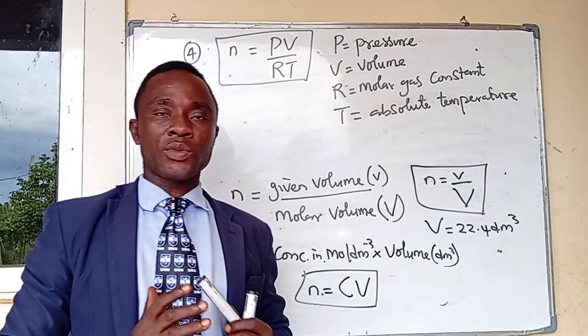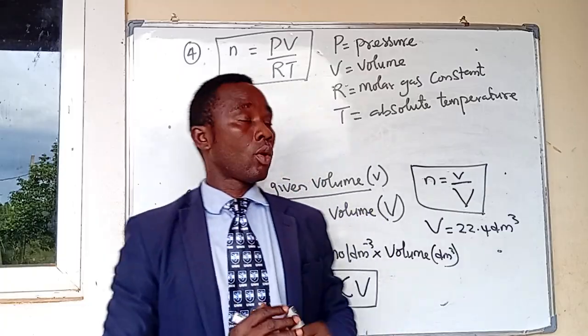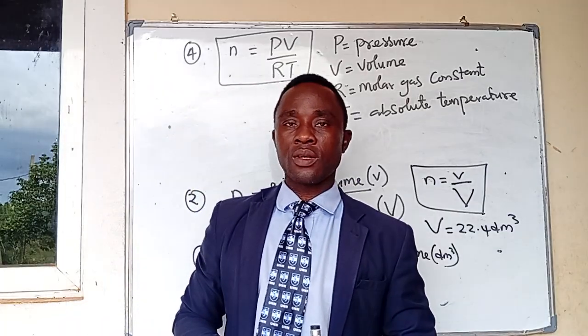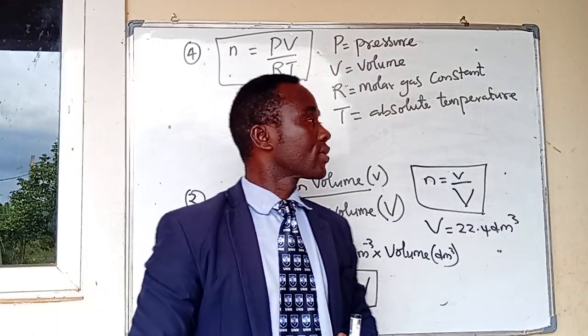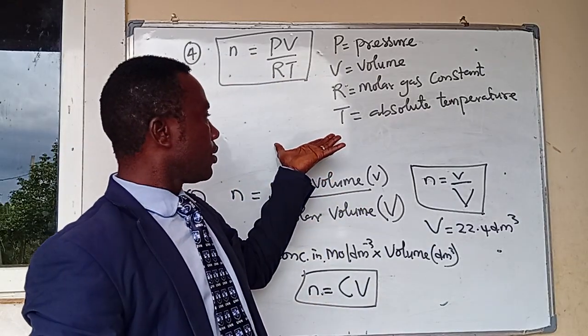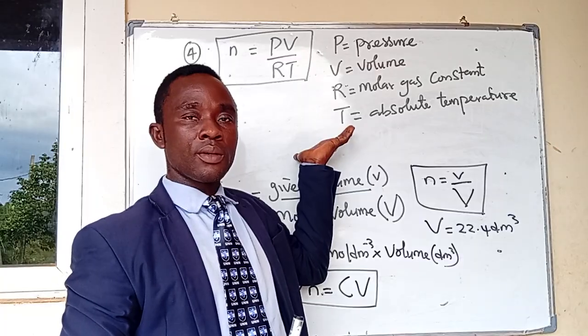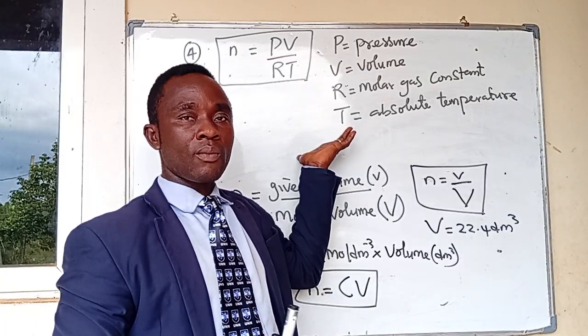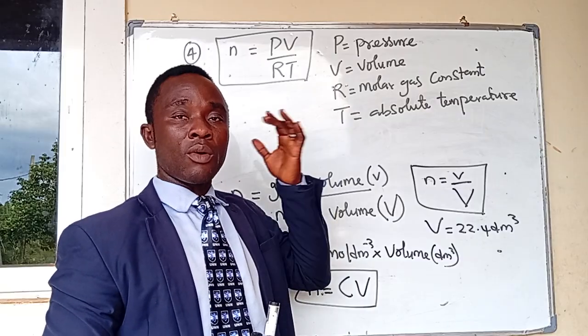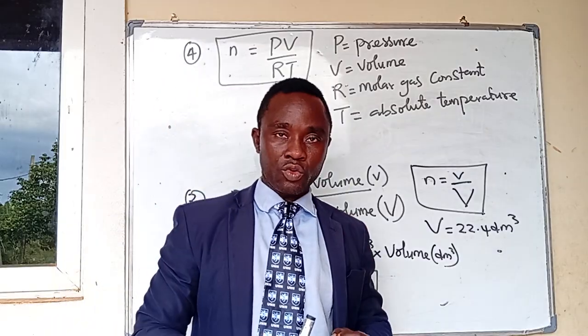So you have seen there are so many other formulas for number of moles, but as we go on, I will be giving them to you if the need arises. Now, this is the mole concept. Remember, a mole is the number of elementary entities as it is in 12 gram of carbon 12 isotope.